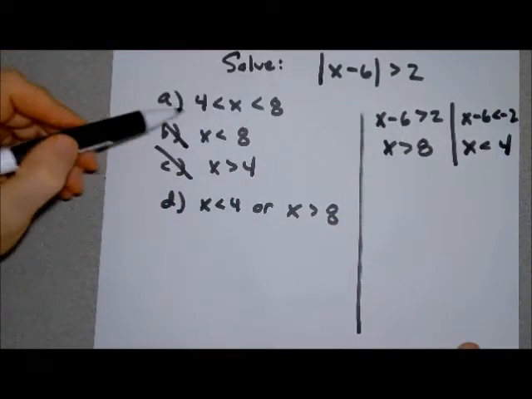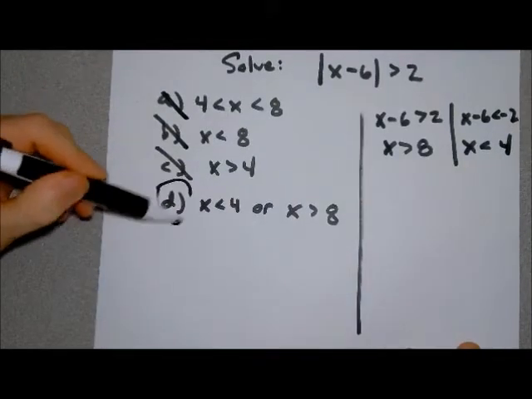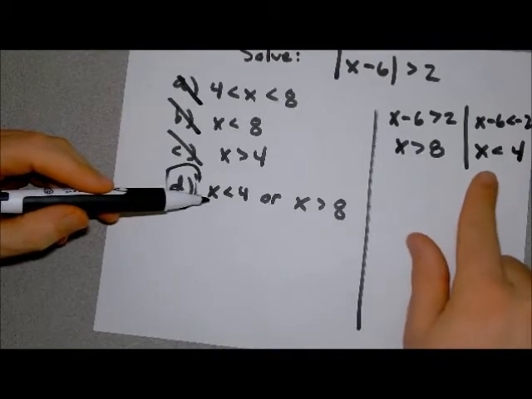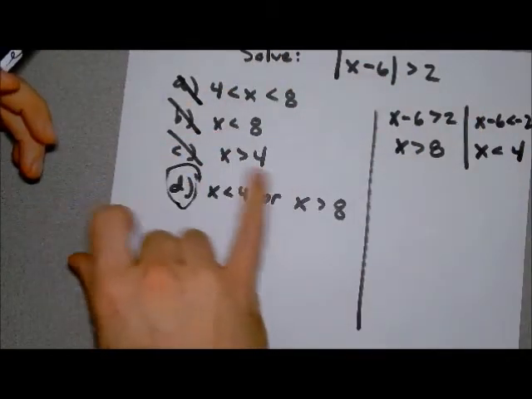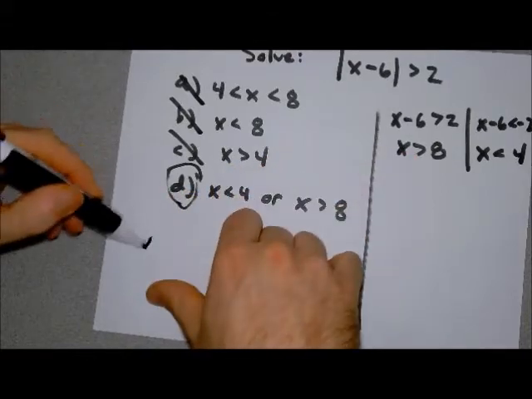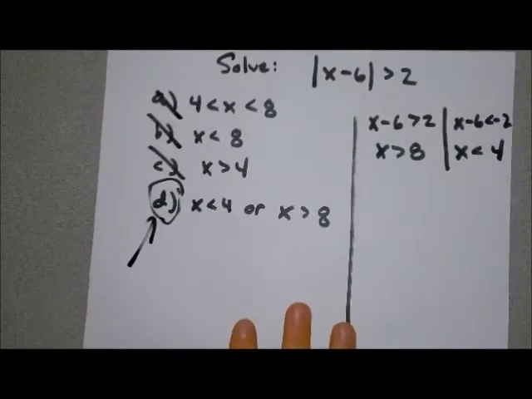So D is correct, but let's look why. This one says individually x is less than 4. That matches here, x is less than 4. And the other one says x is greater than 8. So that one is x is greater than 8. The answer you want is choice D.